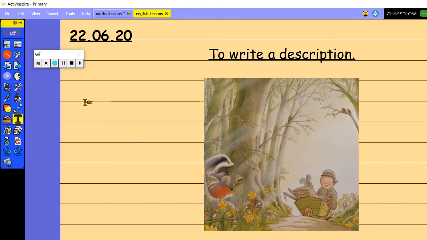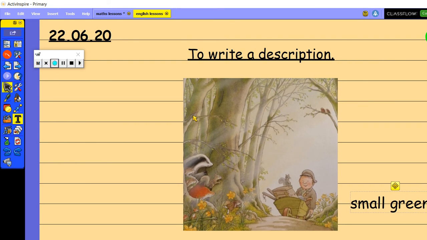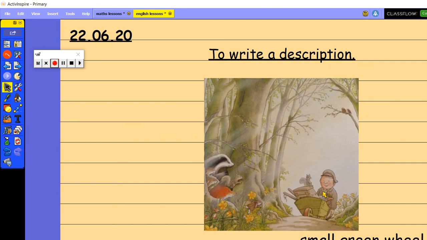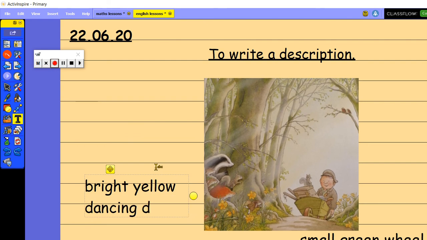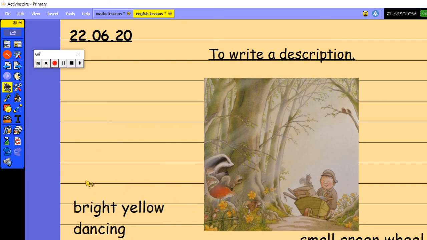So, for example, I'm going to just type here a small green wheelbarrow. So it's a small green wheelbarrow, which is what the character is pushing. Okay, I'm going to put here some bright yellow dancing daffodils. So see if you can get your noun phrases in there as well.